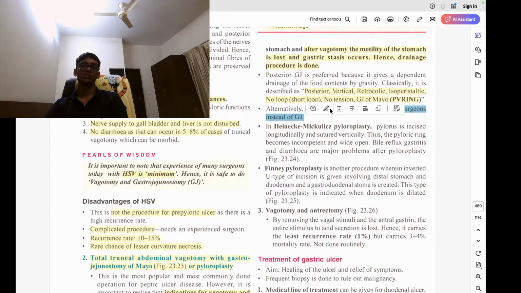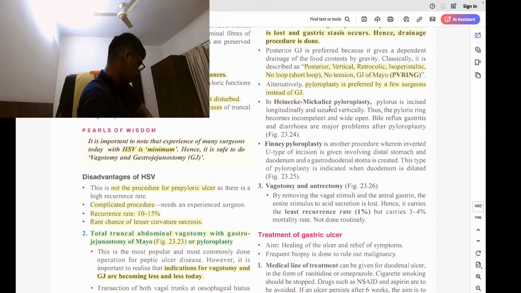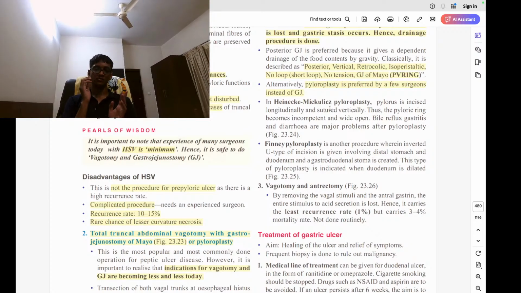Now, pyloroplasty. The pylorus is incised longitudinally and sutured vertically. Thus the pyloric ring becomes incompetent and wide open. Bile reflux gastritis and diarrhea are major problems after pyloroplasty.